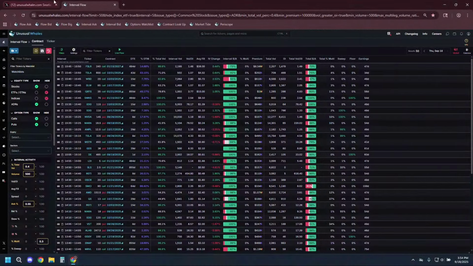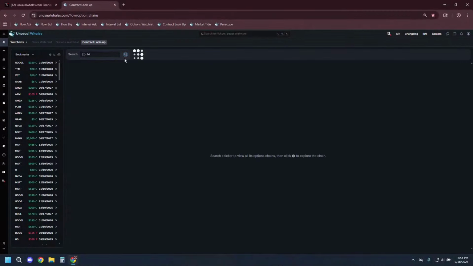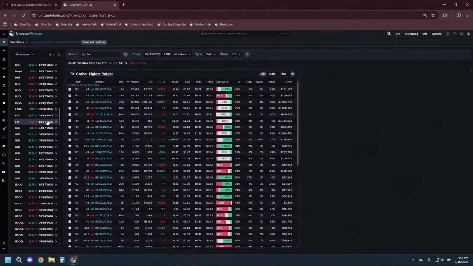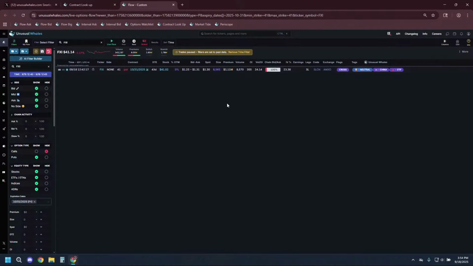Let's see here. Next, we got the FXI. FXI, the $41 puts, 131. So it's the 41, 131. So probably just a big singular cross trade, in which case it's neither a buy nor a sell, really. Yeah, so it's a cross trade.